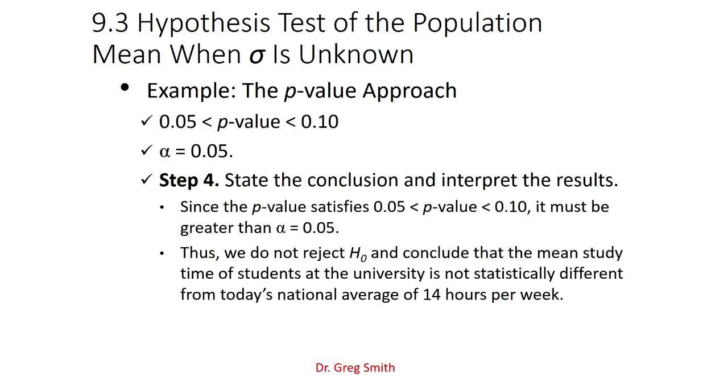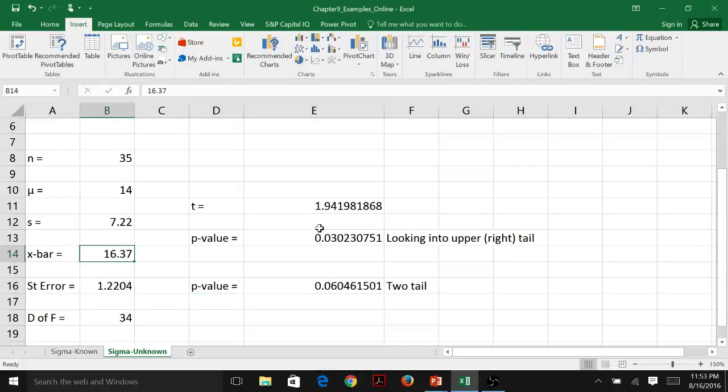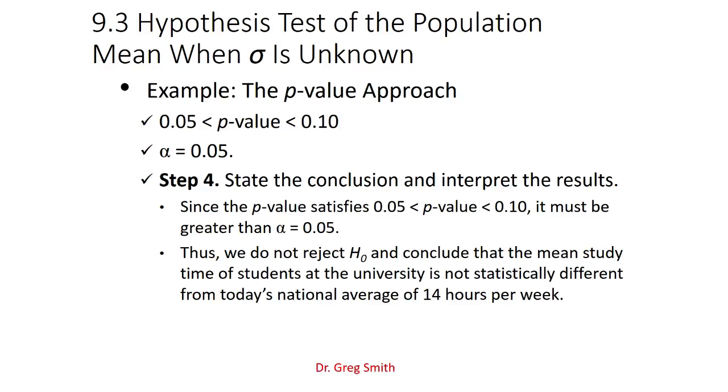So we don't reject because we said alpha was 5% and we knew the p-value was 6%. We don't reject the null, and we conclude that the study time of students at that university, remember this was all about that university, which was 16.37, is not statistically significantly different than 14. Therefore, we don't reject the null and we conclude that, hey, that university is no different than the national average of today.